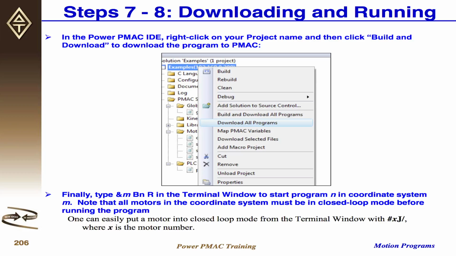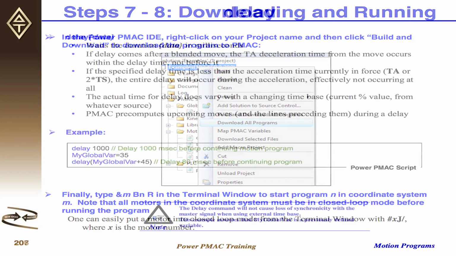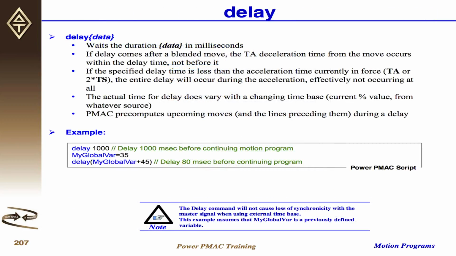Let's talk about some other commands that are really useful for motion programs. If you want to create a delay, you can use the delay and the dwell commands. Each one functions a little differently. The basic idea is to write delay and then the amount you want to wait in milliseconds. But delay is weird in that if it comes after a blended move, the deceleration time will be part of the delay. It will consume part of the delay. So if I write delay 1000, but I have a move before this with TD of 100, then it'll actually only delay 900. So you have to take that into account.